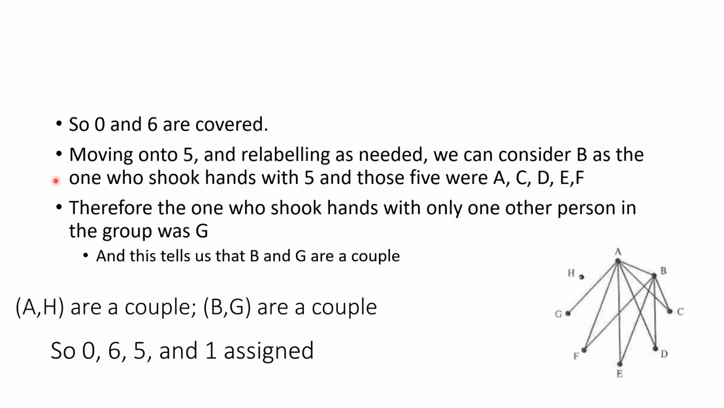Now we move on to 5, and relabeling as needed, we can consider B as the person who shook hands with 5 people, and moreover that those 5 were A, C, D, E, and F. Therefore, the one who shook hands with only one other person in the group had to be G. And moreover, this tells us that B and G are a couple. So now we have A and H are a couple, B and G are a couple, and so we also have assigned 0, 6, 5, and 1.